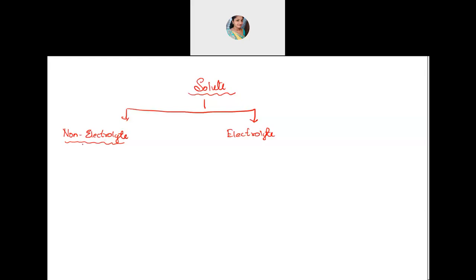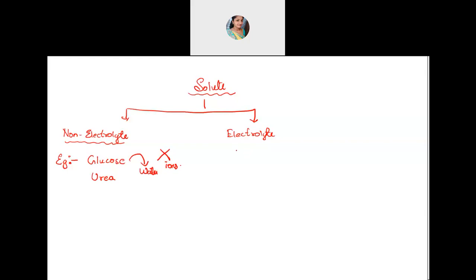So non-electrolytes are those compounds. If you remember, an example of a non-electrolyte is glucose. Then we have urea, then alcohol. All of these behave as non-electrolytes because when you put them into the water, they do not dissociate into their ions. They stay as individual molecules, as they are in the solution. If there are no charges developed, then they behave as non-electrolytes.